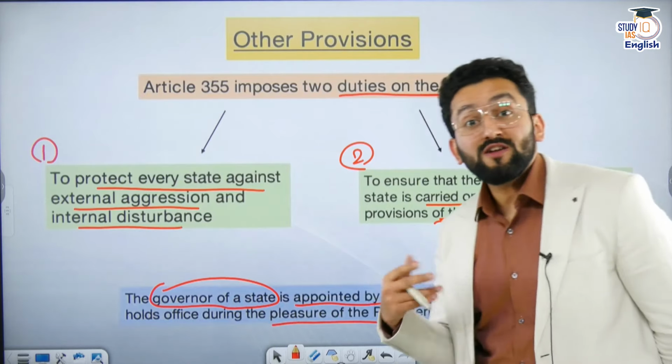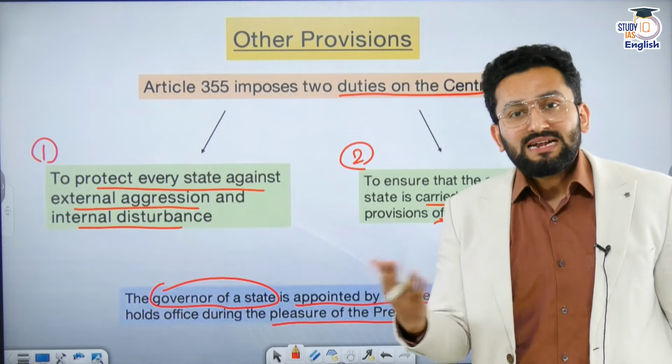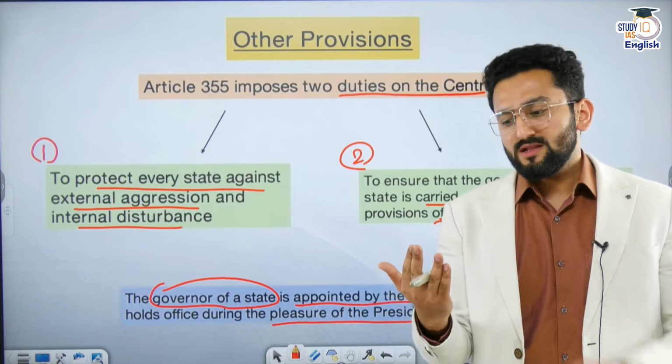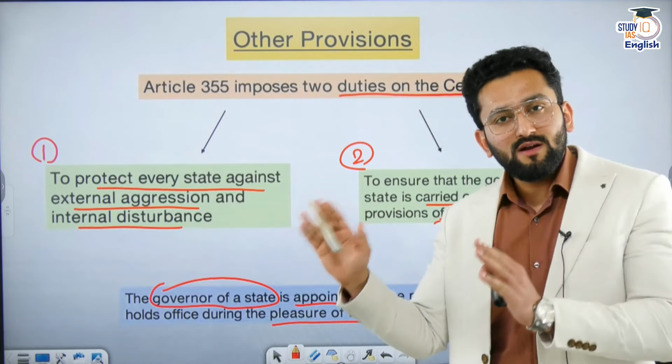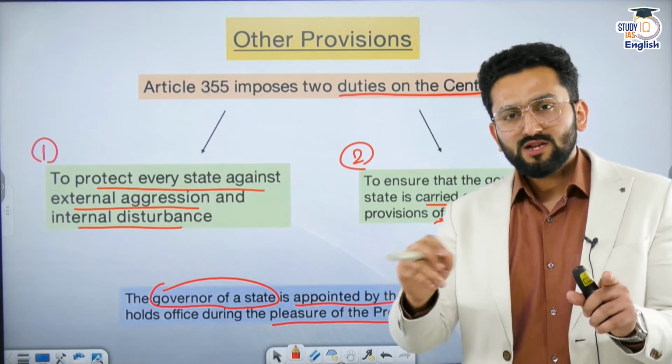Now, the governor of a state is appointed by the President. So this is an executive power of the center, because in this case, the President is getting a list, and in this list there's one name. Okay, earlier there's a list, and then from this list, the Council of Ministers headed by the Prime Minister selects this name.